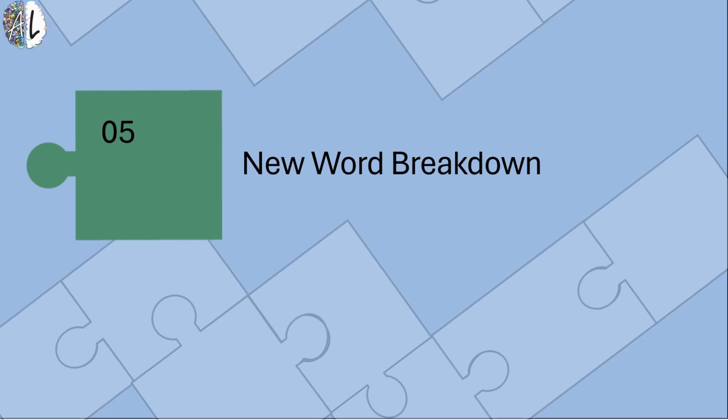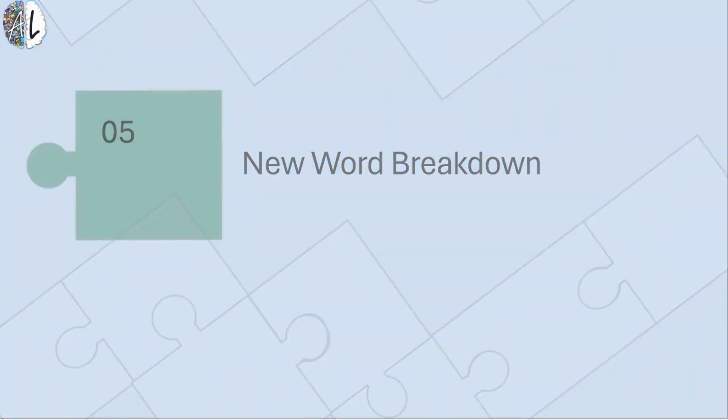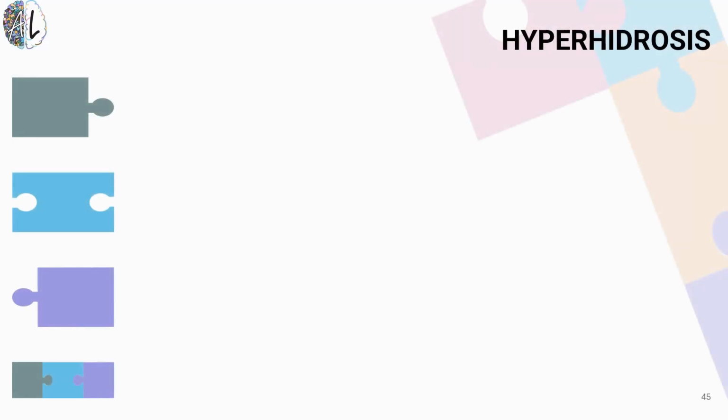Let's take a look at some other word breakdowns. We're going to be really particular here to the integumentary system, so make sure that is the word list you have in front of you. All right, let's see if we can define the term hyperhidrosis. Again, give this an attempt for yourself and then see our solution after the end.